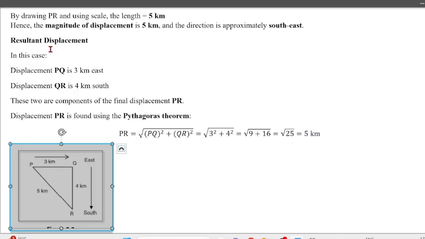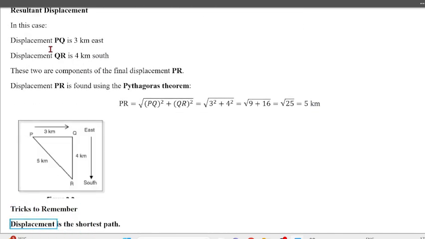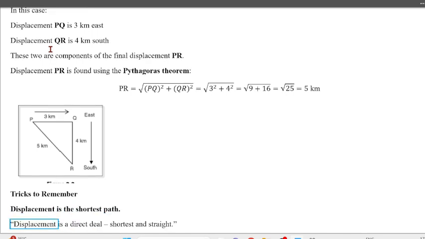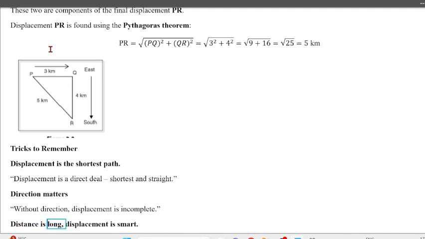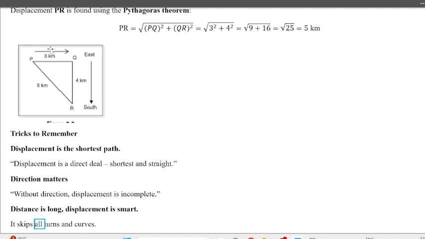Tricks to remember: displacement is the shortest path. Displacement is a direct deal, shortest and straight. Direction matters. Without direction, displacement is incomplete. Distance is long, displacement is smart. It skips all turns and curves.